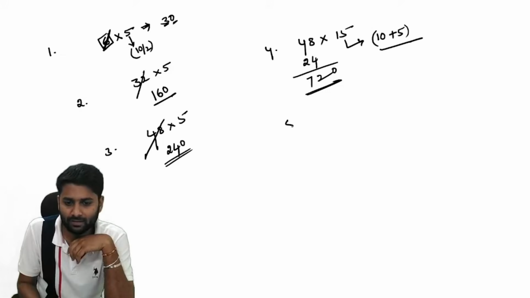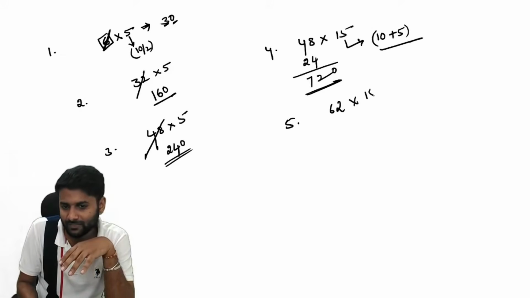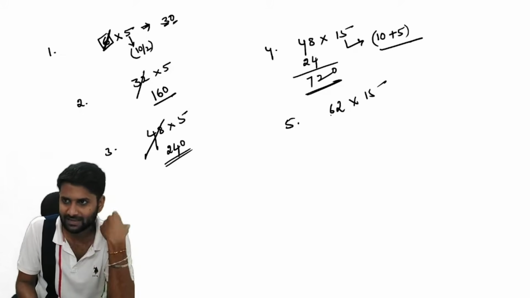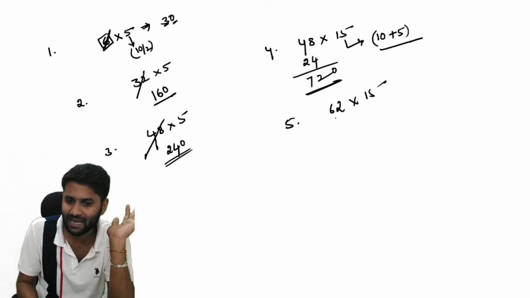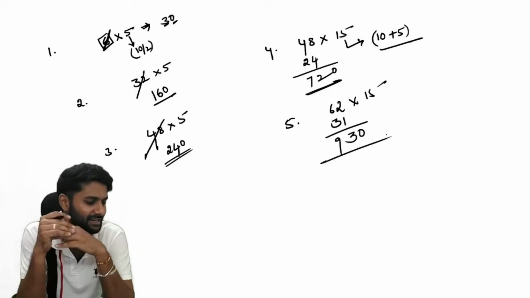Let's go for one more example. Don't worry, I'm there for you. If 62 is multiplied with 15, I told you if it is multiplied with a 15, consider 62 as it is and make it half. So half of 62 is 31. Now 62 plus 31 is 93, and you have to multiply with a 10, then the resultant is 930.